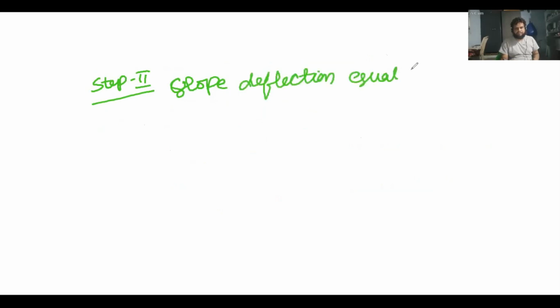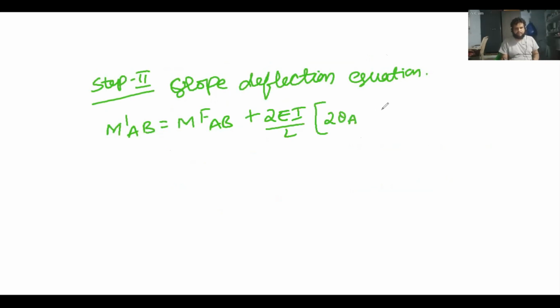So what is the slope deflection equation? What is the first equation? M dash AB equal to MFAB plus 2EI by L into 2 theta A plus theta B minus 3 delta by L. Okay, 3 delta by L is what? 0, because there is no deflection? No, deflection is there. That is the question, that is the main purpose of doing this problem.